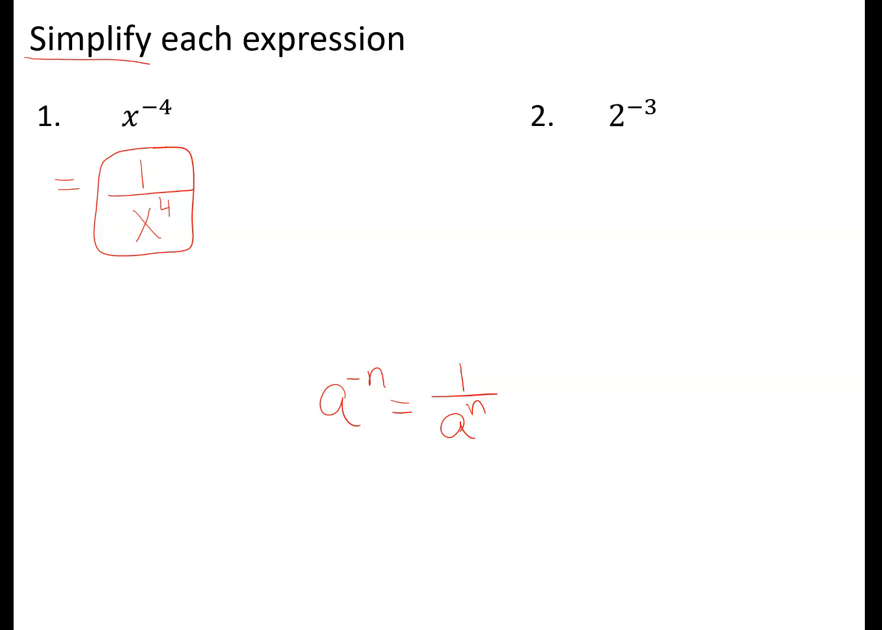So number 2 is very similar, same rule that you would apply. You would put a 1 in the numerator, the 2 would move to the bottom, and then the exponent would change signs. And since your base is a number, you could go ahead and calculate 2 times 2 times 2, which would be 8. And your answer then is 1/8.